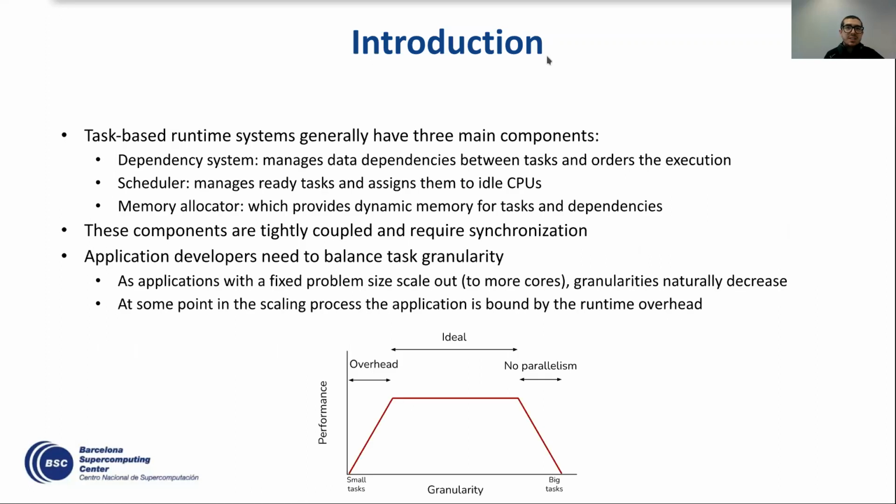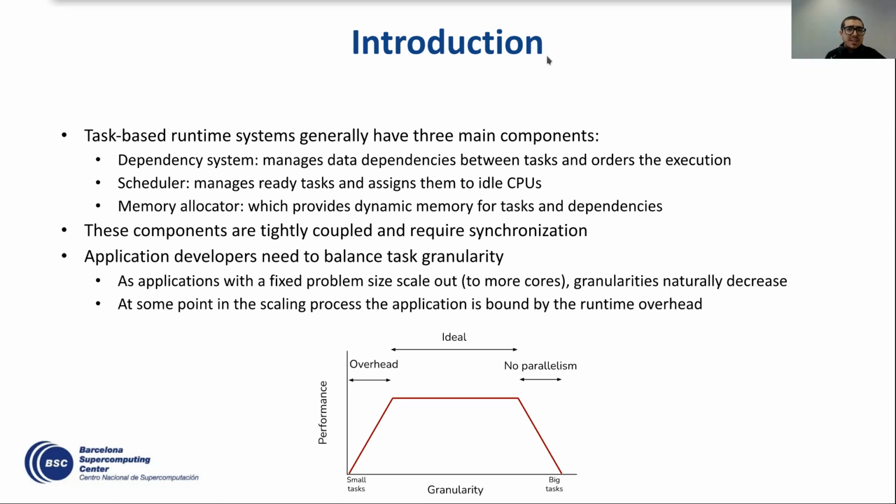The anatomy of a task-based runtime system normally consists of three components: the dependency system, which manages the dependencies between tasks and provides ordering guarantees to their execution; the scheduler, which manages tasks when they are ready to be executed and assigns them to idle cores; and finally, the memory allocation, which provides dynamic memory to place the tasks and dependencies on. These components are coupled and can be accessed by multiple threads at once, and thus require synchronization, which can cause contention and add even more overhead.